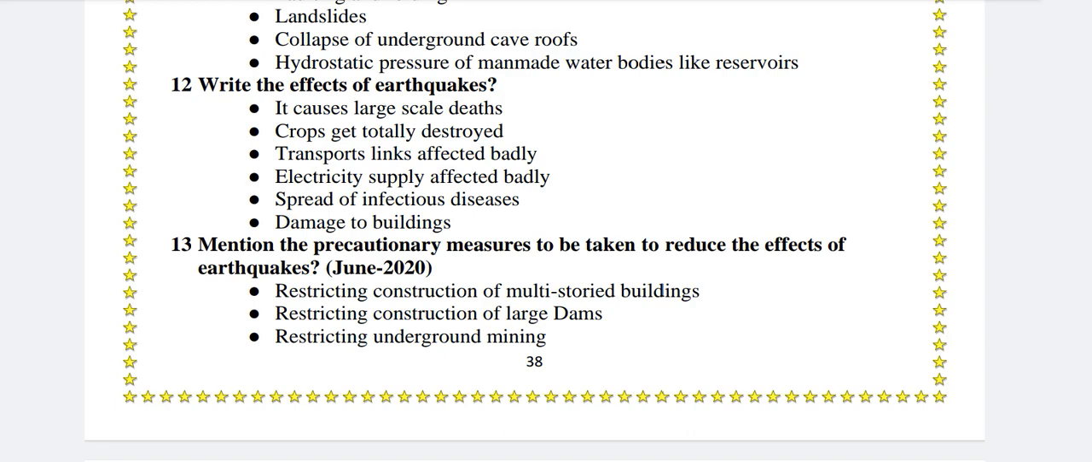Mention the precautionary measures to be taken to reduce the effects of earthquakes. Restricting construction of multi-storied buildings, restricting construction of large dams, restricting underground mining, restricting urban growth, stop deforestation, stop heavy quarrying activities.